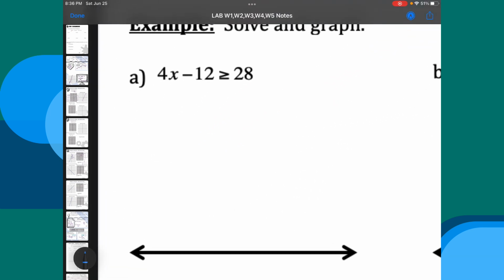So here is an inequality. We have two things going on. We have multiplication and we have subtraction. So we're going to undo the subtraction first. We use our inverse operation, which means we're going to add to both sides. Negative 12 plus 12 cancel out to a 0 pair.